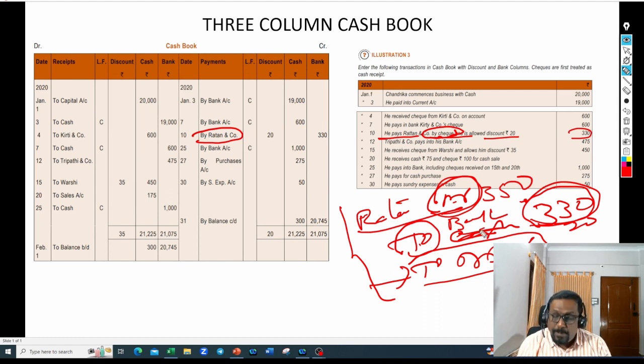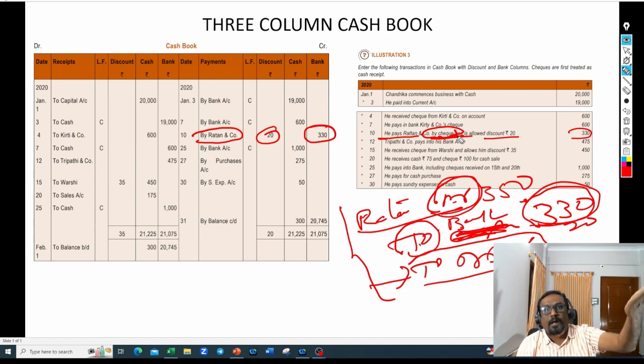So that means bank account. Banker is the giver. So this amount has to be kept in the bank column. So bank column 330, and in the discount column you need to put 20 rupees. Why here bank account, not cash account? Because I forgot to see that he mentioned by check here. That means our banker has given this amount to Ratan and company. So banker is the giver, so bank account has to be credited, not cash account.